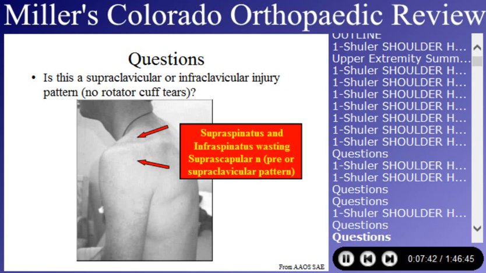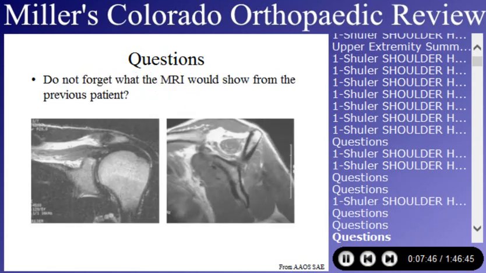Do not forget what this looks like on MRI. This is one of their favorites also. A lot of times we look at MRIs for any kind of rotator cuff pathology, retraction, fatty infiltration, things like that. But look at the rotator cuff here. It's still attached. So this is a representation of denervation atrophy of the supraspinatus and infraspinatus in the supra and infra scapular fossae. Do not forget what that'll look like.